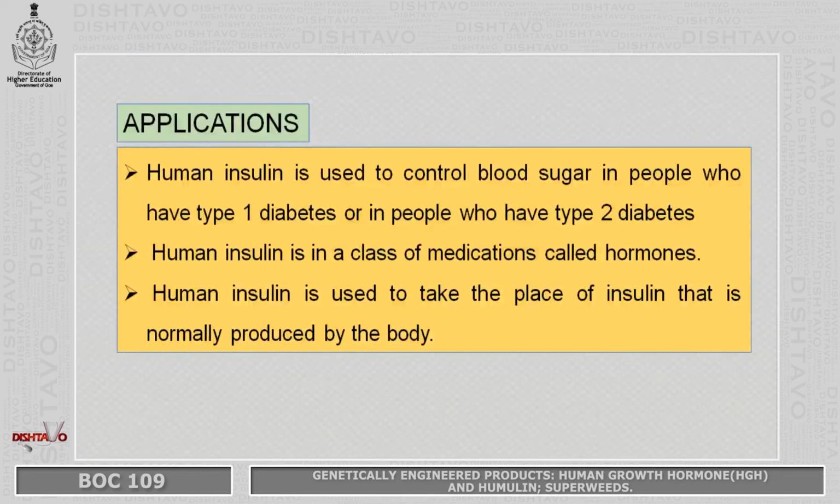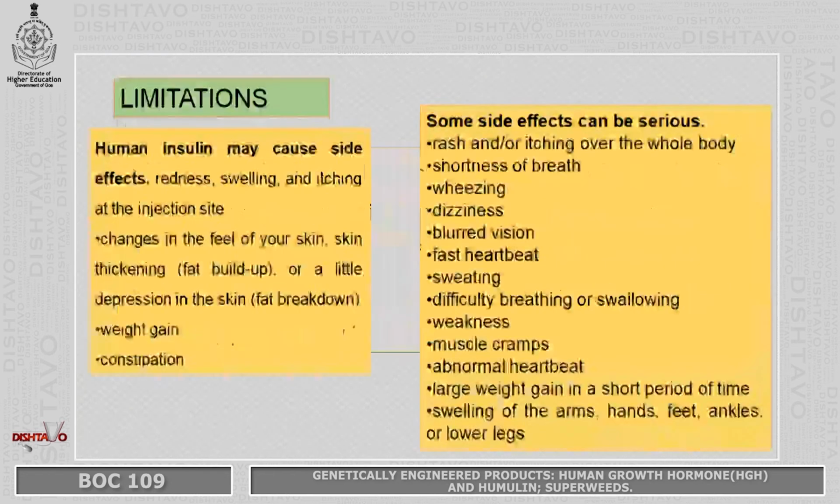What are the applications? Human insulin is used to control blood sugar in people who have type 1 diabetes and also in people who have type 2 diabetes. It is a class of medications called hormones. Human insulin is used to take the place of insulin that is normally produced by the body.